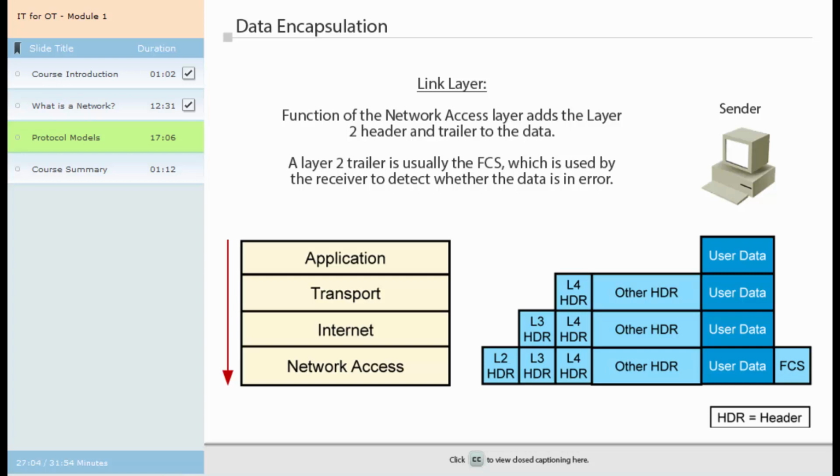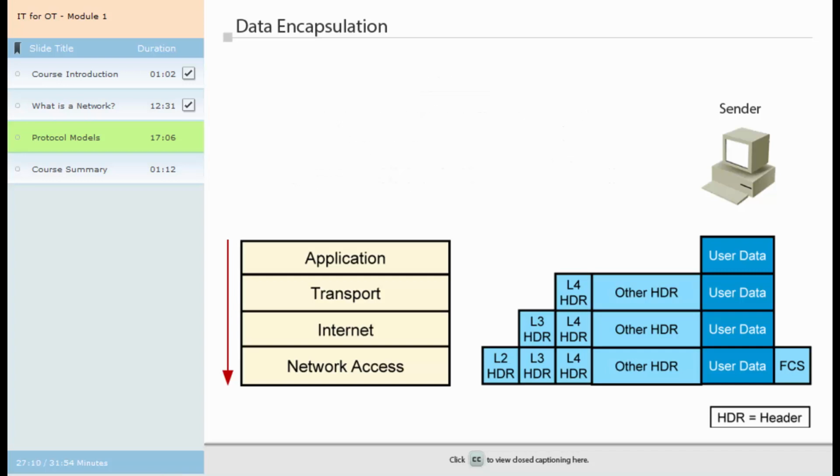A layer 2 trailer is usually the frame check sequence, which is used by the receiver to detect whether the data is in error. The physical layer function of the network access layer accesses and encodes the data onto the media.